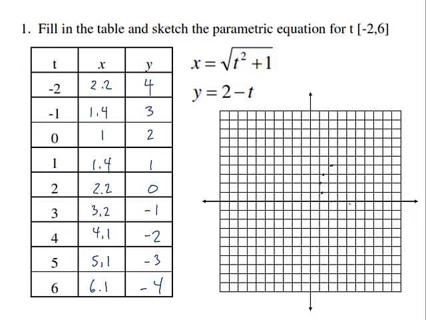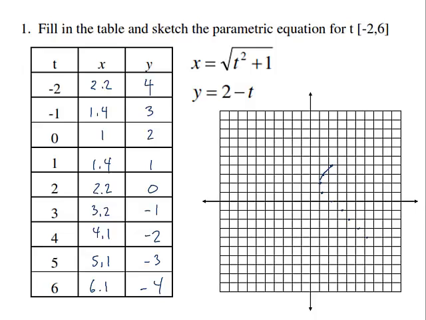And then let's see. 3.2, -1, to 4.1, -2, 5.1, -3, and 6.1, -4.